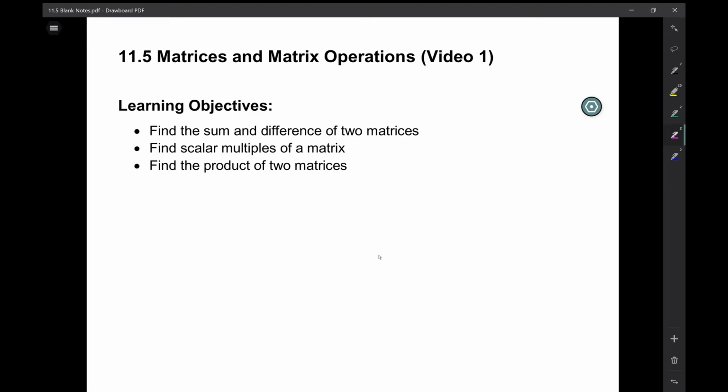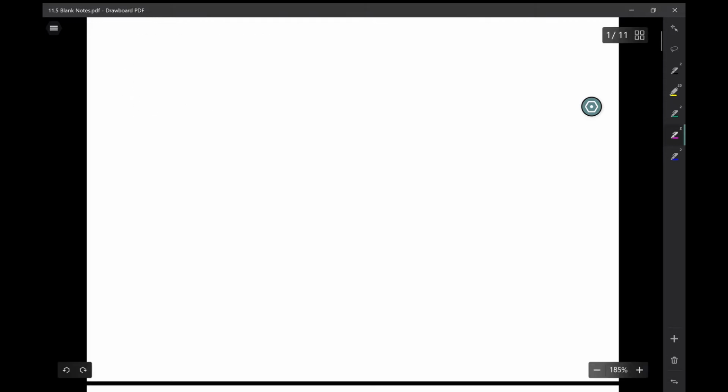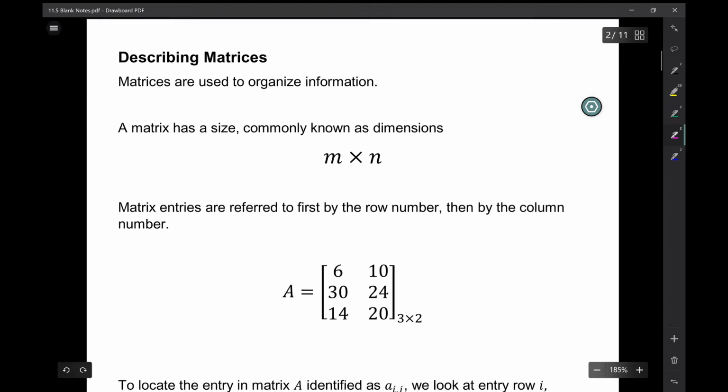Hello, Math 111 students, and welcome to section 11.5, where we're going to talk about matrices and matrix operations. In this section, we're going to learn how to take the sum and difference of two matrices. We're going to learn how to multiply a matrix by a scalar, and we're going to learn how to multiply two matrices together.